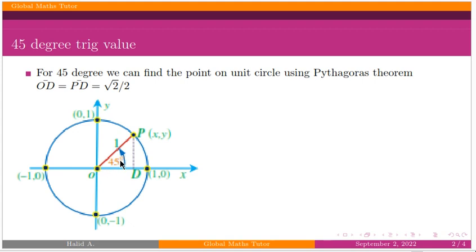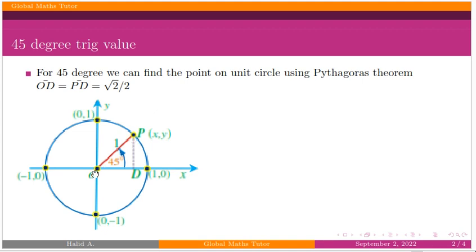Okay, when we make 45 degrees on this unit circle, it bisects the first quadrant into two. It means the right angle triangle created by this 45 degrees will be an isosceles triangle. It means OD and PD lengths are equal. So using the Pythagoras theorem we can find this point P, because OD squared plus DP squared gives 1. It means PD will be radical 2 over 2.